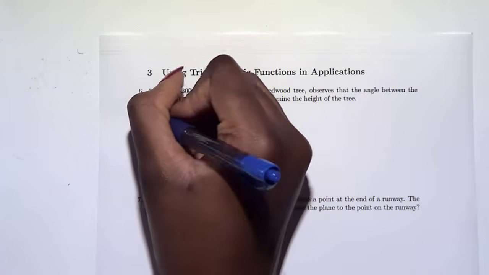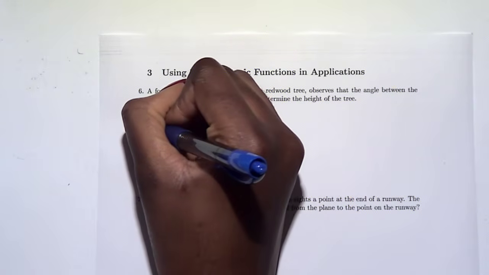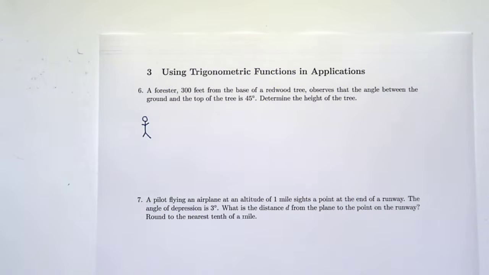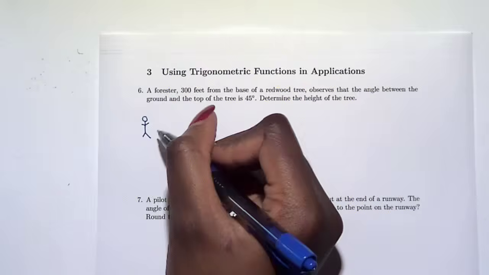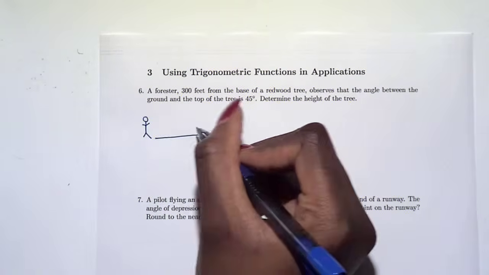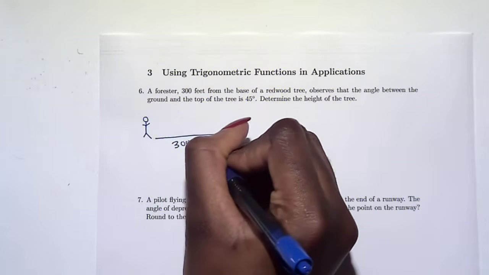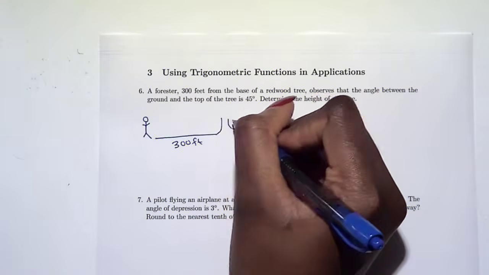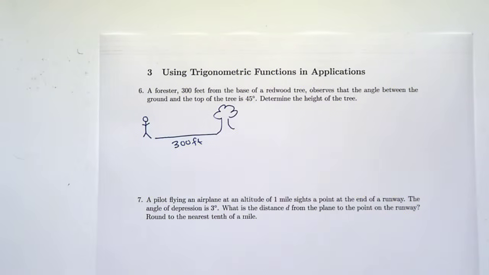So we have a forester, someone who works in the forest. Again, you will note that I am not a great artist. All right, this forester is 300 feet from the base of a redwood tree. So this person is 300 feet from the bottom of some tree. All right, the person observes that the angle between the ground and the top of the tree is 45 degrees.